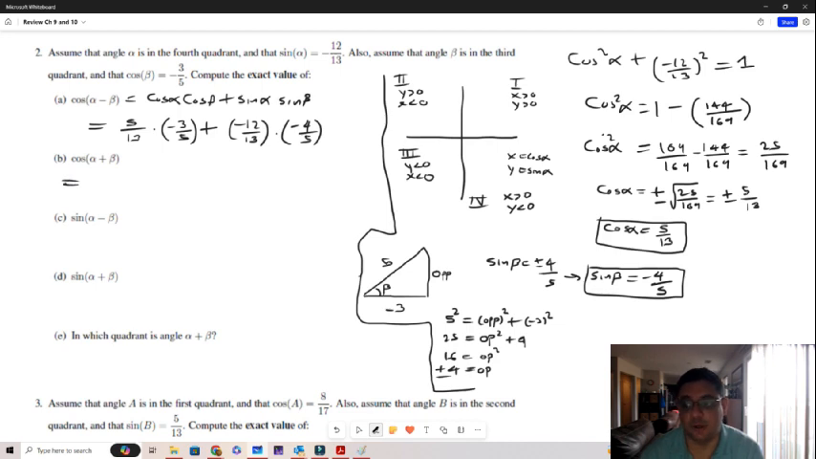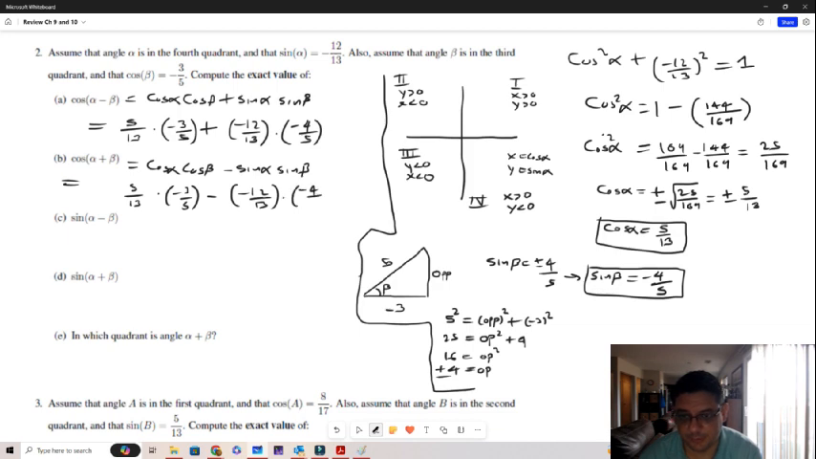Now, same thing for cosine of alpha plus beta. The only thing that is going to change is the sign, because now this is going to be cosine of alpha, cosine of beta, minus sine of alpha, sine of beta. And so here it is going to be 5 over 13 times -3 over 5 minus -12 over 13 times -4 over 5. And of course, you gotta simplify this, but this is just arithmetic, so I'm gonna skip that part.